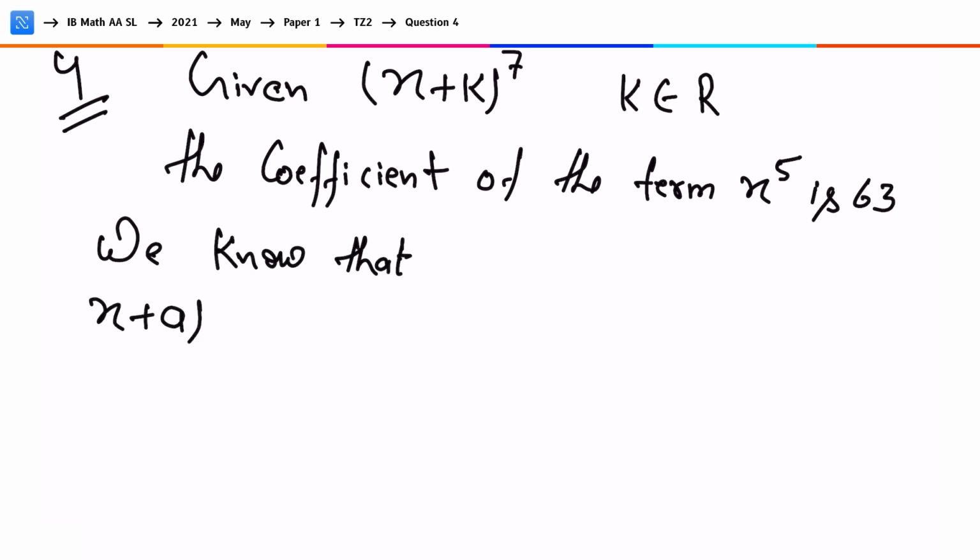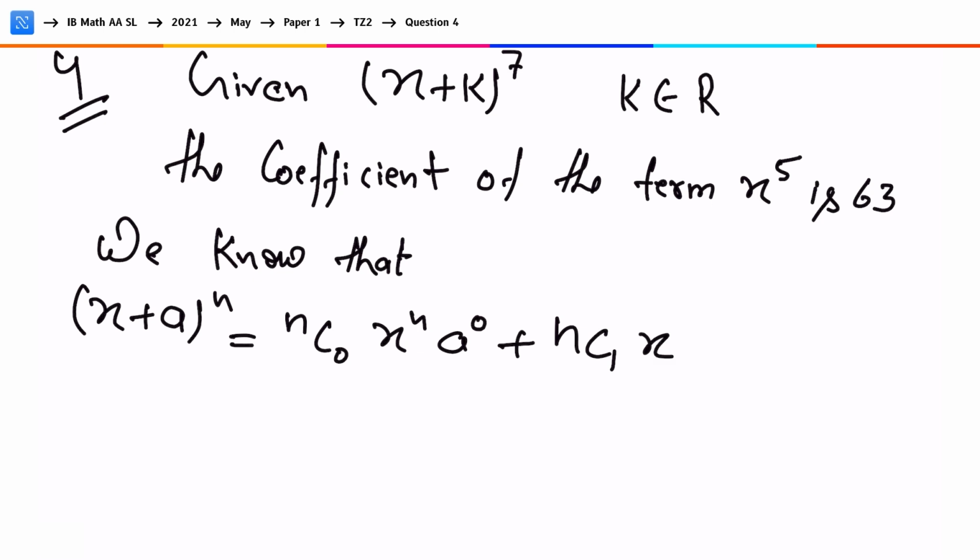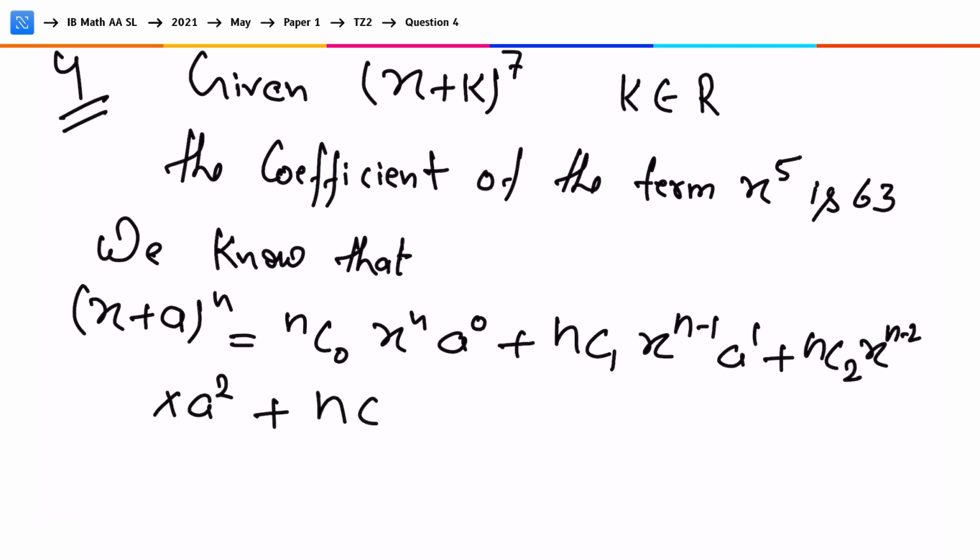(x + a) to the power of n is equal to n choose 0 multiplied by x to the power of n multiplied by a to the power of 0, plus n choose 1 multiplied by x to the power of n minus 1 multiplied by a to the power of 1, plus n choose 2 multiplied by x to the power of n minus 2 multiplied by a to the power of 2, plus n choose 3 multiplied by x to the power of n minus 3 multiplied by a to the power of 3, plus so on.